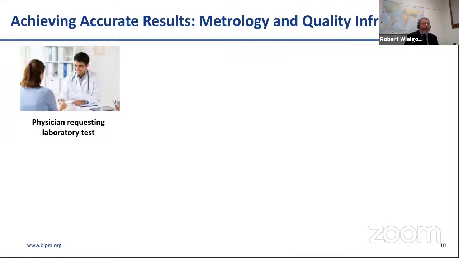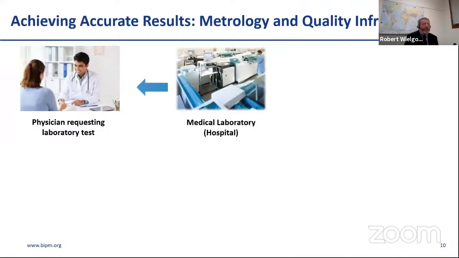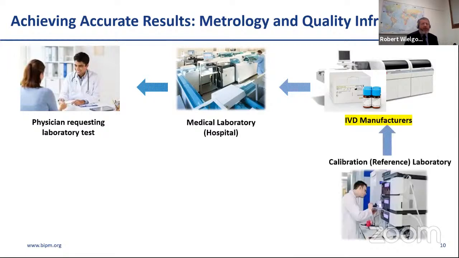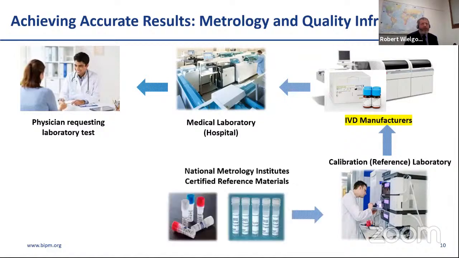So the doctor, the physician, asks for a laboratory test. That test will be carried out in a clinical laboratory, which could be a hospital. The instrumentation within the laboratory in the hospital is provided by in vitro diagnostic manufacturers. They also provide calibrators for their test kits. I'll come on to talk about that in greater detail later. Those calibrators would have been calibrated within a different laboratory normally, such as a calibration laboratory, often called a reference laboratory. And those reference laboratories themselves would have used reference materials, often from national metrology institutes.